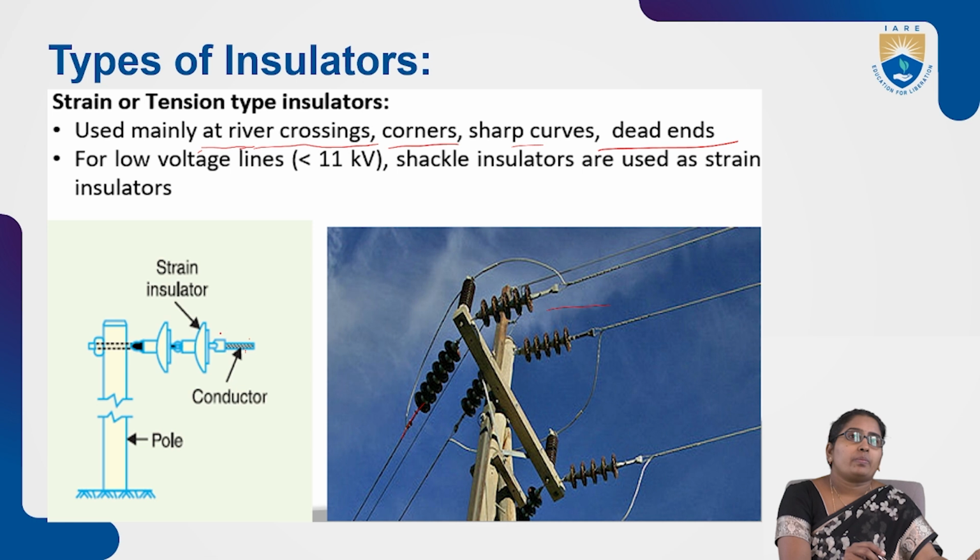Now look at the second point. For low voltages, meaning less than 11 kV, Shackle insulators are used as strain insulators. What is this Shackle? That is the fourth and last type of insulator. We'll see it in the next slide.